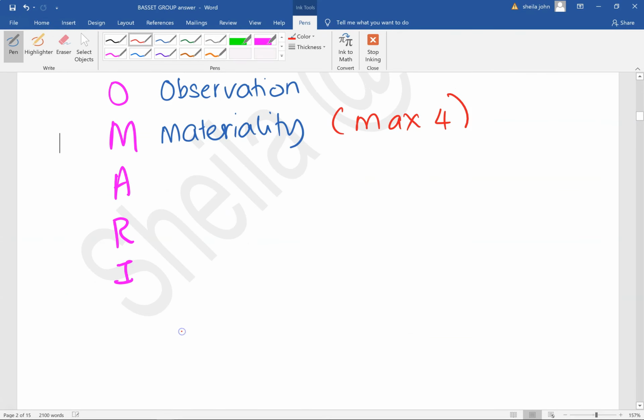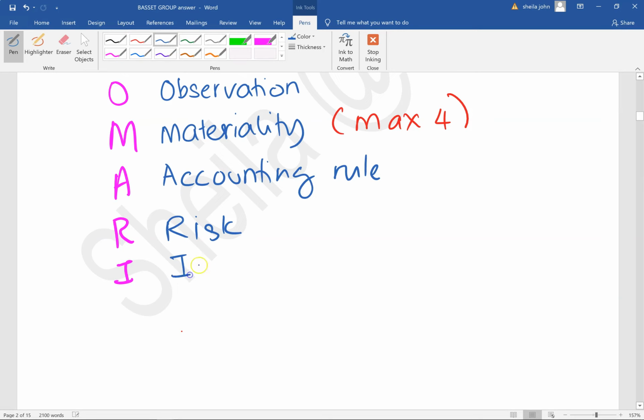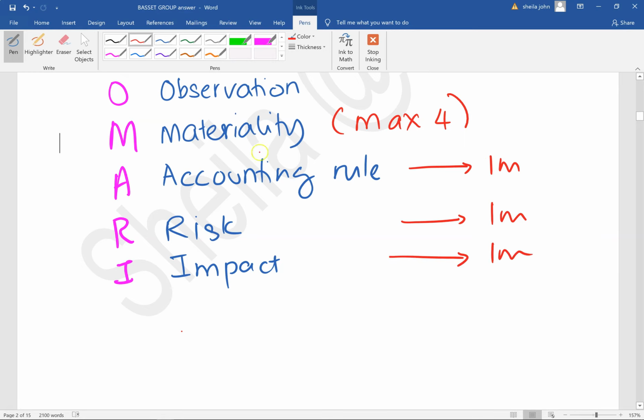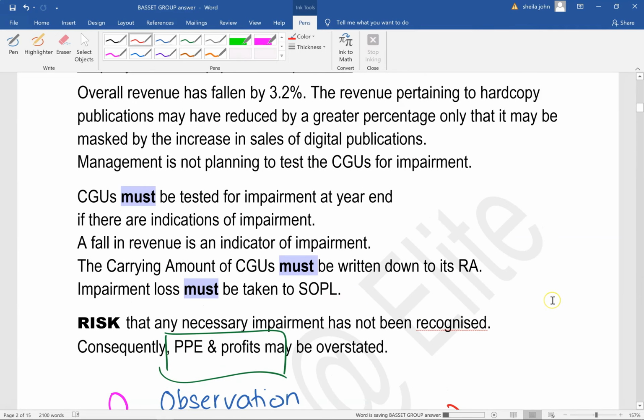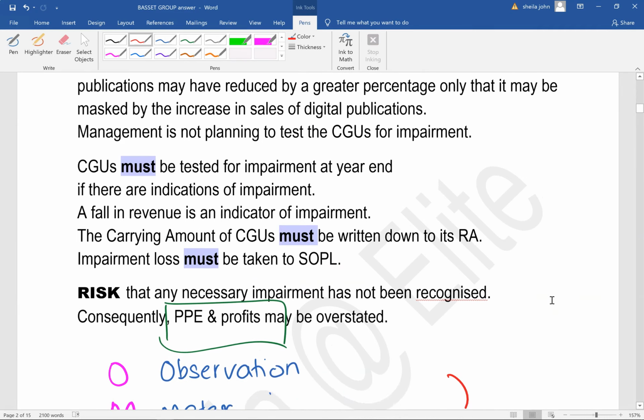Then A stands for the accounting treatment, and we're going to talk about the rule here, the accounting rule. Then we're going to go on to the risk, and then we're going to look at the impact on the financial statement item. And based on the marking scheme here, the accounting rule is 1 mark, and the risk is 1 mark, and the impact on the financial statements is 1 mark. So if you use OMARI, you will make sure that your answer is balanced, it's not lopsided, and you've covered all the elements that are inside the marking scheme itself.